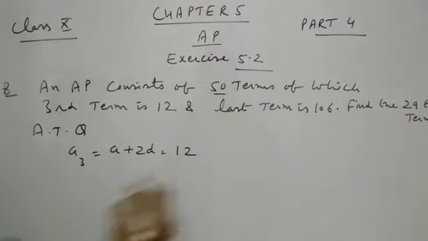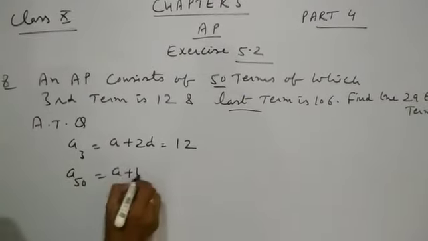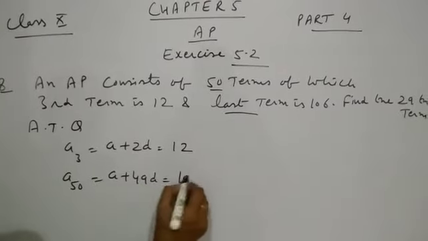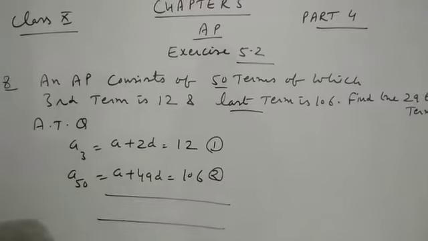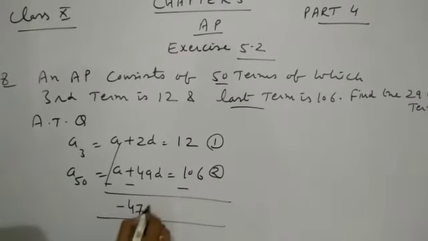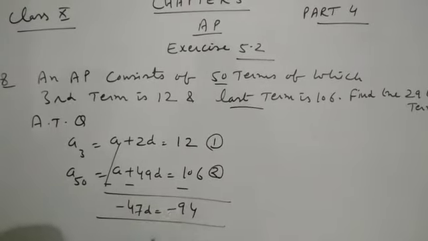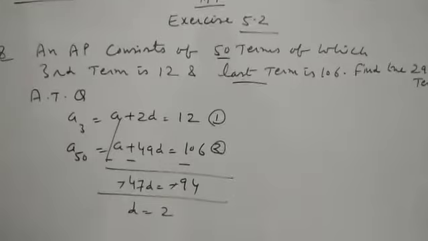According to the question, the third term is a plus 2d, which is 12. There are 50 terms, so the last term will be a50, which is a plus 49d, 106. So these are the two equations from the given information. Again we use the elimination method. Minus 47d is minus 94. Negative terms cancelled, so d is 2.